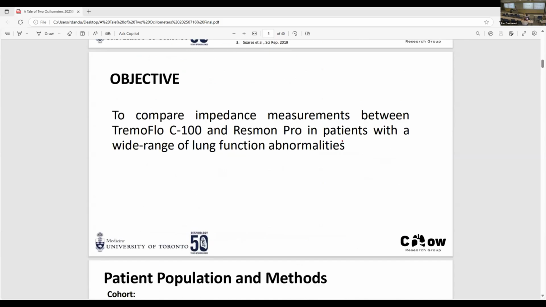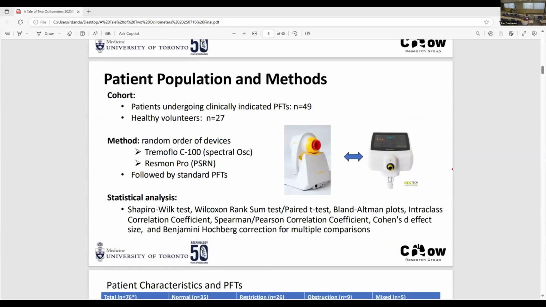The objective of our study is to compare the impedance measurements between the Resmon Pro and the TremoFlow C100 device in a patient population with a wide range of lung function and abnormalities. Our patient population was made up of healthy volunteers as well as patient volunteers who were referred to the Toronto General Hospital PFT lab. Sequential oscillometry testing was done with both devices, followed by the regularly scheduled PFTs.